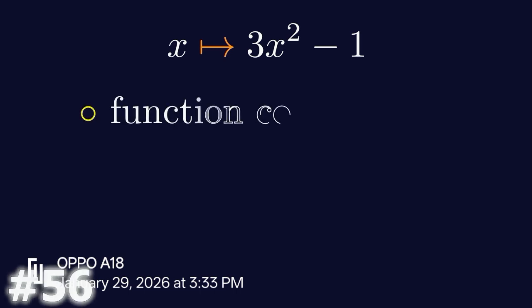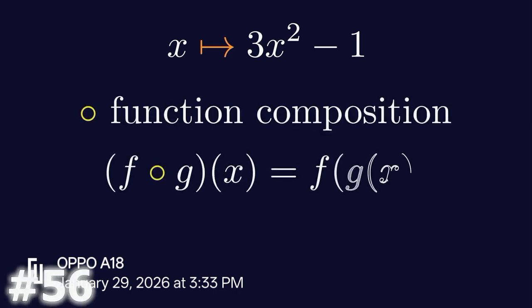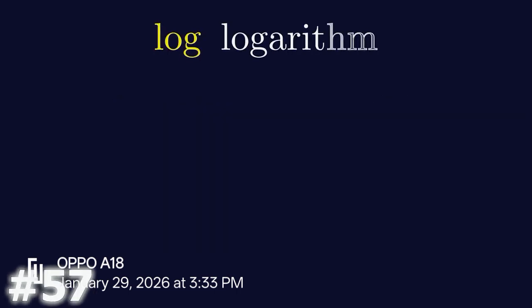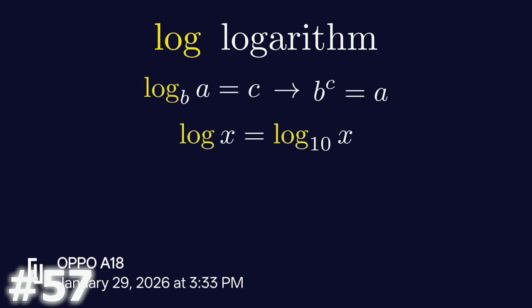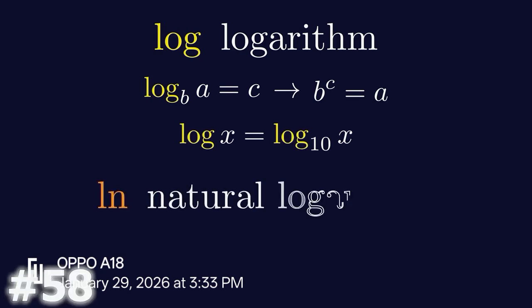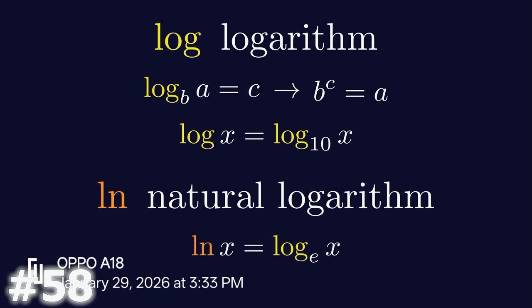Function composition is an operation that combines two functions. Logarithm is an inverse operation of exponentiation. Subscript denotes the base of the logarithm. Log without a subscript represents the logarithm with base 10. The natural logarithm, denoted as ln, represents a logarithm with base e.